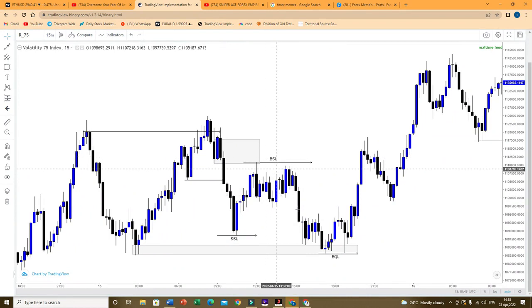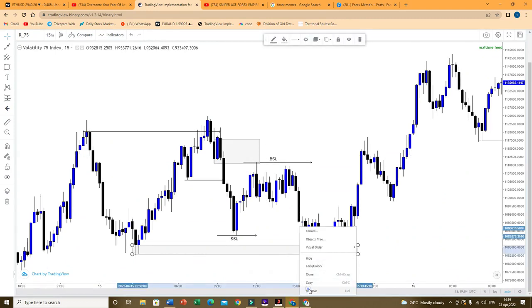And this liquidity was just grabbed by this move after mitigating our demand zone. Price moved fast above that zone, trapping all these buy stops liquidity. So that's actually an example of buy stops liquidity, right? Let me remove this so that I show you.